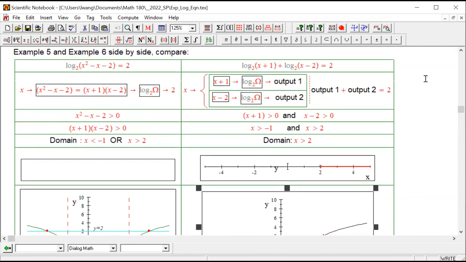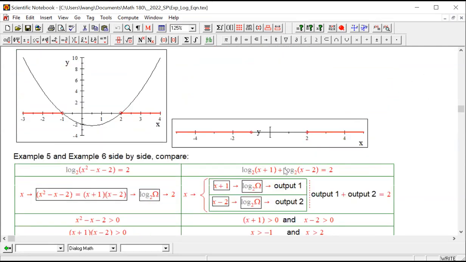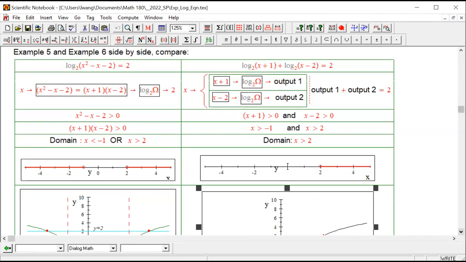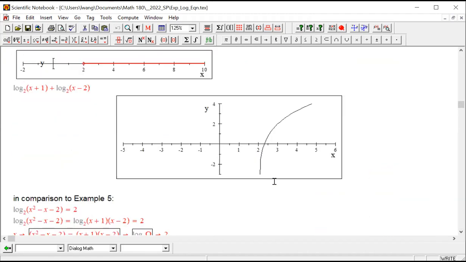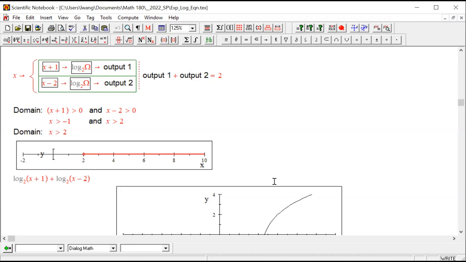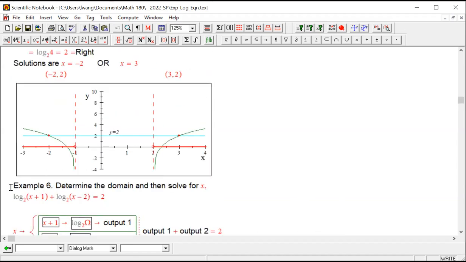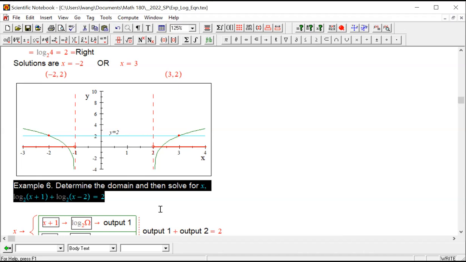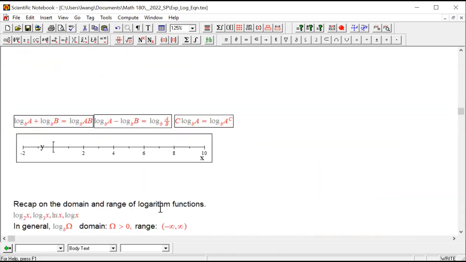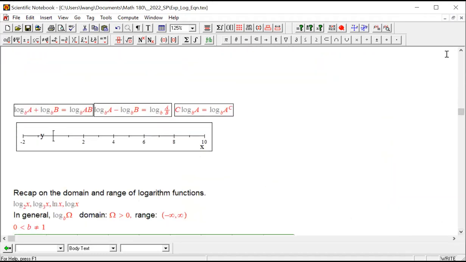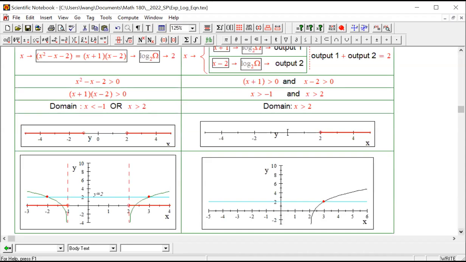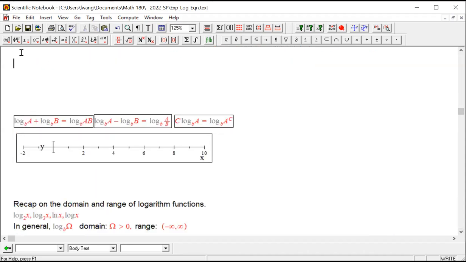So the procedure flow determines that they're going to have different domains and different solutions. Okay, let's finish up example number 6. With all that said and done in the comparison, finding the solution is not going to be very difficult. We're going to use the product rule. So we're going to solve it.